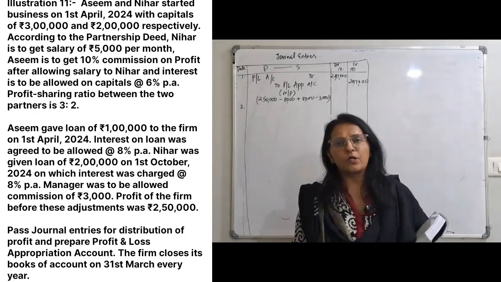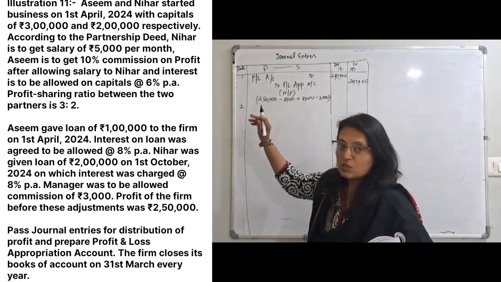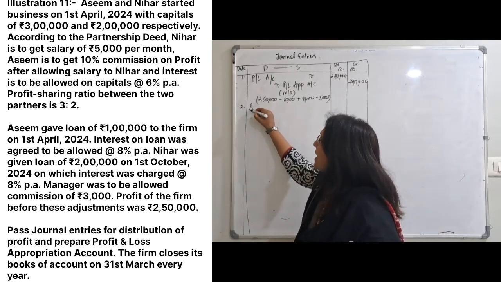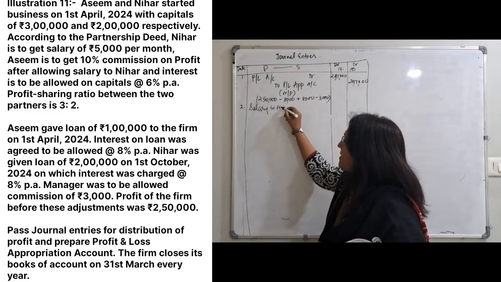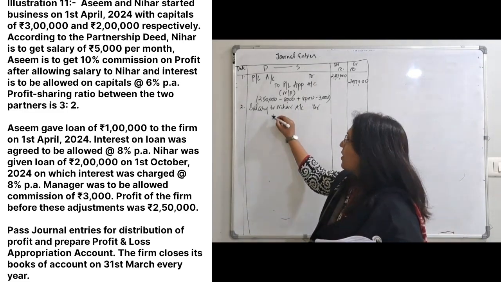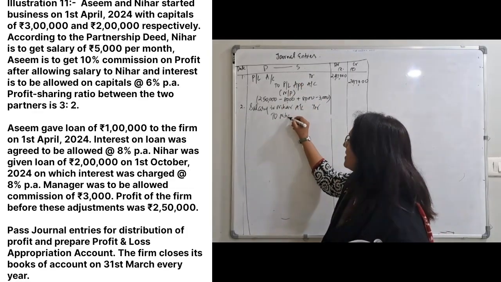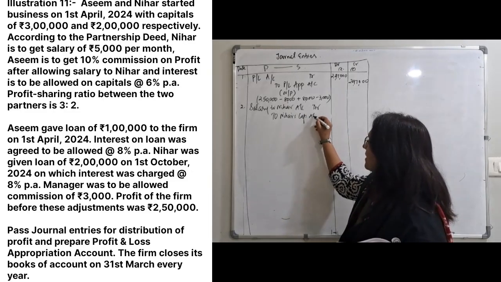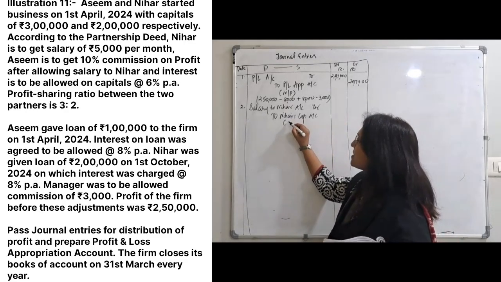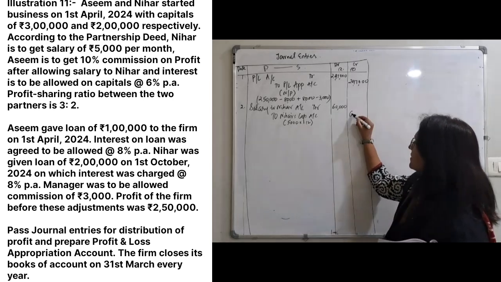Second is you are giving all the appropriation. Pehle to Nihar ki salary de do because that is easier, and also Asim's calculation of commission is only after Nihar's salary. So salary to Nihar account debit. Debit all the expenses. Whose account is going to increase? Nihar's capital account. To Nihar's capital account. This is because we have given salary to a partner. How much was this? 5,000 per month, which comes to 60,000.